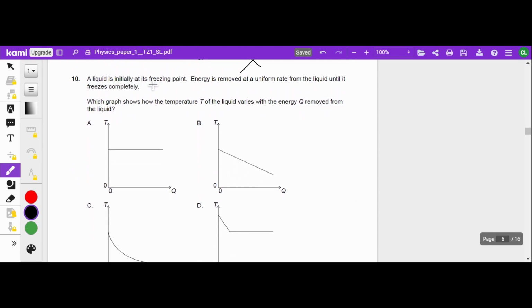A liquid is initially at its freezing point. Energy is removed at a uniform rate from the liquid until it freezes completely. Which graph shows how the temperature T of the liquid varies with the energy Q removed from the liquid? Well, because it's at freezing point, there's latent heat going on, and that means that the temperature is just staying the same until it freezes. So it'll just be this.